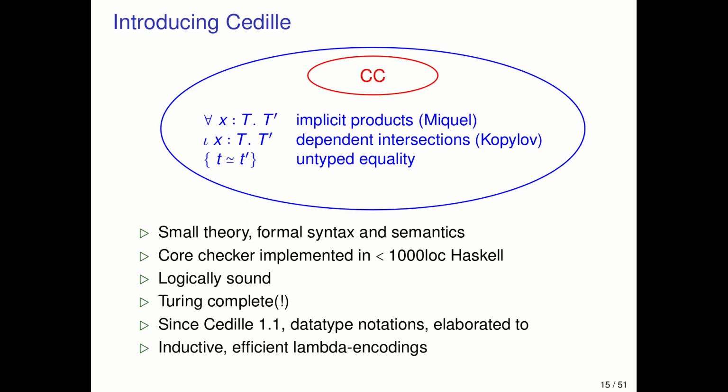So I'm not going to go through all the details carefully of this, but it's a form of intersection type, but we have a dependency here. And then we use an untyped equality type, so you can equate terms, only terms, and they're not typed at all.